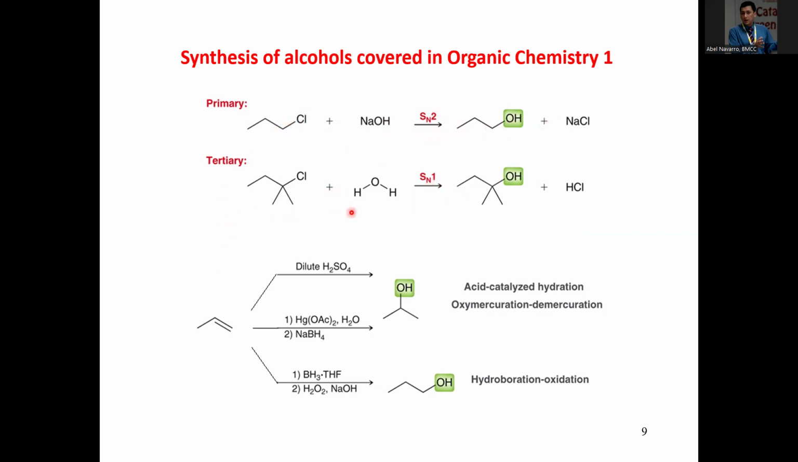Tertiary alcohols with an SN1, you use a weak nucleophile like water. So water will attack, no, it will not attack first. First, you have the dissociation of the substrate. You form the carbocation. In this case, there is no need for carbocation rearrangement. So the carbocation will be attacked by the weak nucleophile, which in this case is water. So you guys can make alcohols, either primary or tertiary, from SN2 or SN1 reaction, respectively.